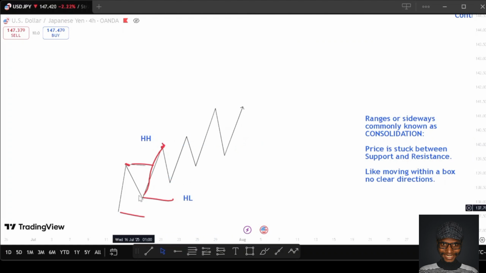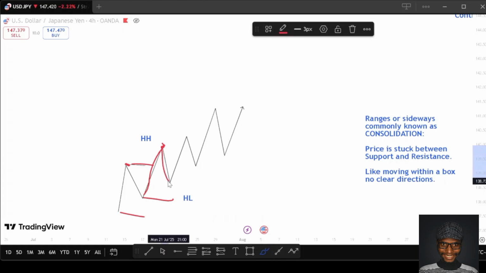Now price pulls back here, but still it didn't break this previous low. It respected it. Now it gave us another what? Another high, breaking past this previous high. Now here becomes the new higher low, because the low is higher than the previous low, so it's our higher low.